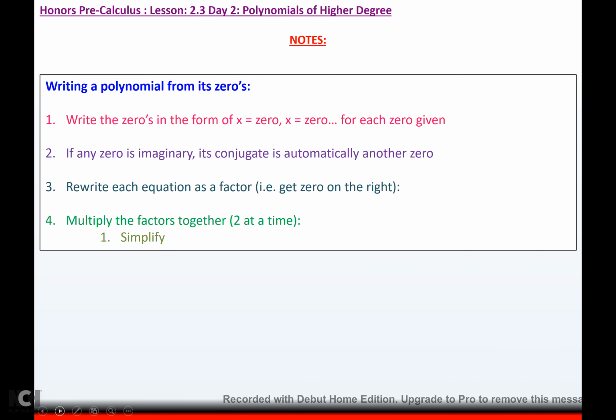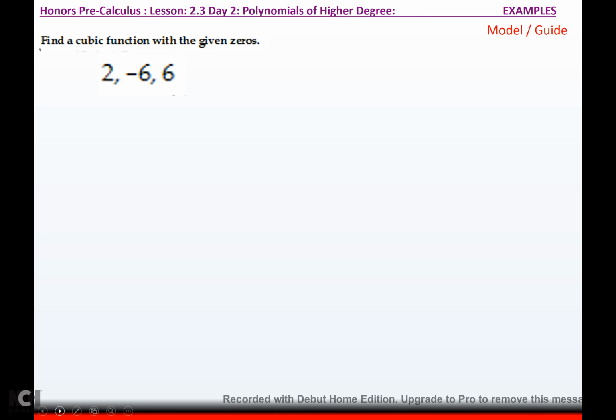Alright, writing a polynomial from its zeros. Write the zeros in the form x equals whatever for each one. If any zero is imaginary, its conjugate is automatically another one. Then rewrite each equation as a factor, with 0 on the right, and then multiply the factors together and simplify. So it says find a cubic function with the given zeros. They're telling me that x equals 2, x equals -6, and x equals 6.